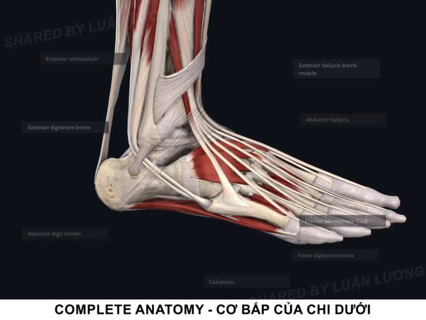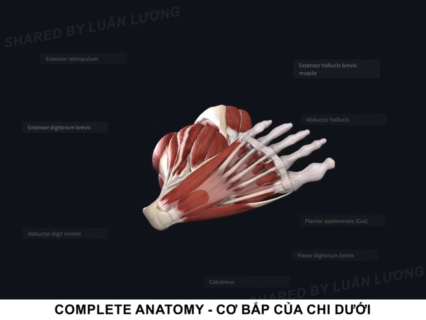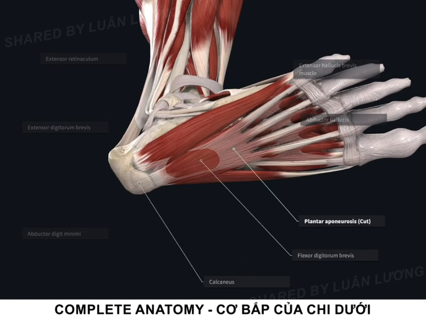Now on the plantar surface or the sole of the foot, we're only going to look at the first layer of muscles within this region. The foot is quite complex and has 4 different layers of tissue. The first actual layer is made up of a tough, fibrous piece of connective tissue known as the plantar aponeurosis. So if you've ever heard of somebody getting plantar fasciitis, it's due to inflammation of this tough piece of tissue.